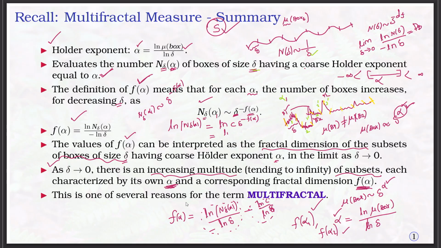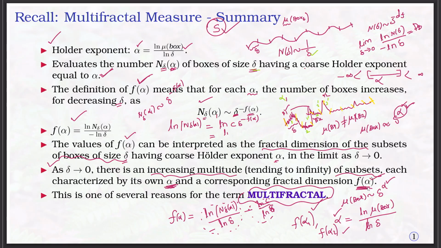This is one of the several reasons for the term multifractal. Multifractal doesn't mean that it is a different object. The multifractal is a measure which classifies the object in detail by its collections and their associated fractal dimensions. So as delta tends to 0, there is an increasing multitude of subsets, each characterized by alpha, and the corresponding fractal dimension we denote as f of alpha.